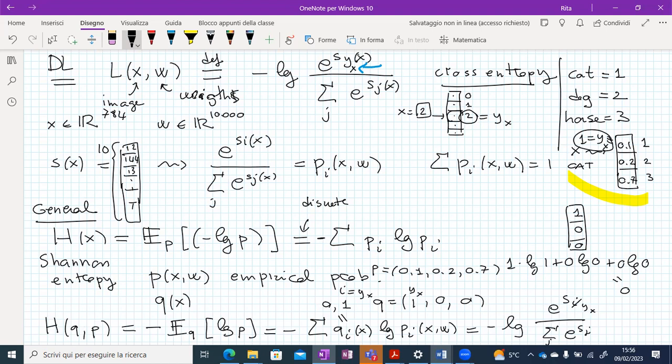So I'm trying to tell you that our loss function in deep learning is exactly measuring the cross entropy loss. It measures the difference between the true probability, which is a mass probability, my Q of X, and the empirical probability that the algorithm is spitting out through the score.